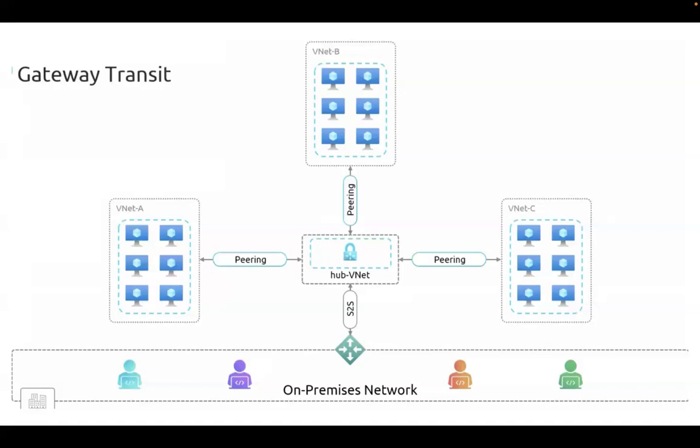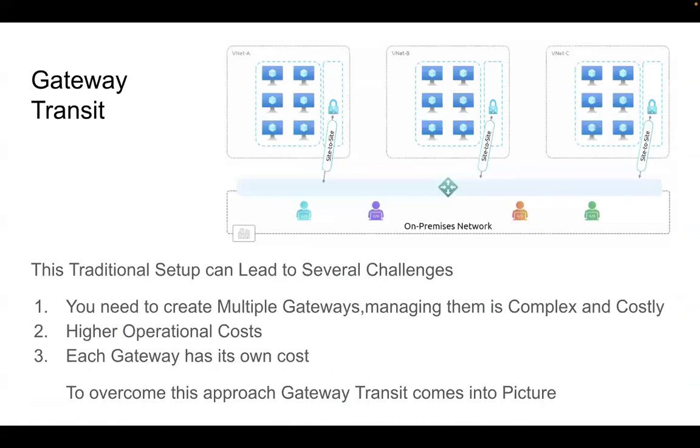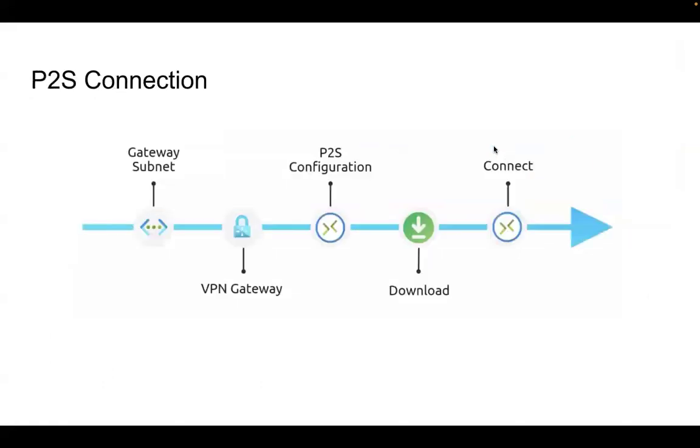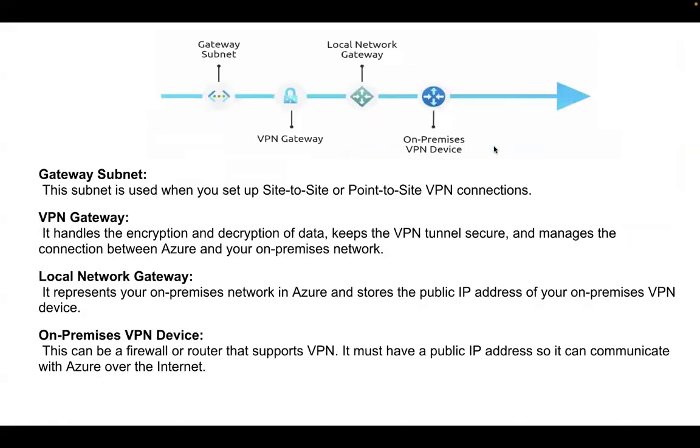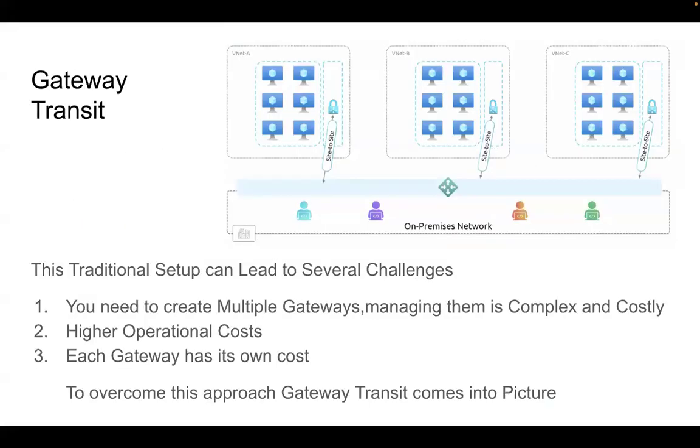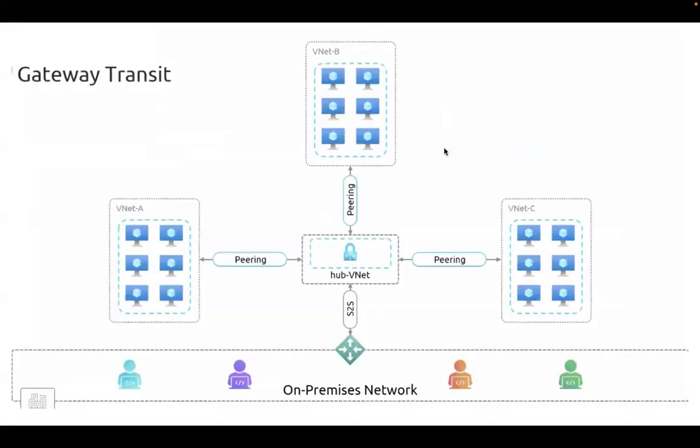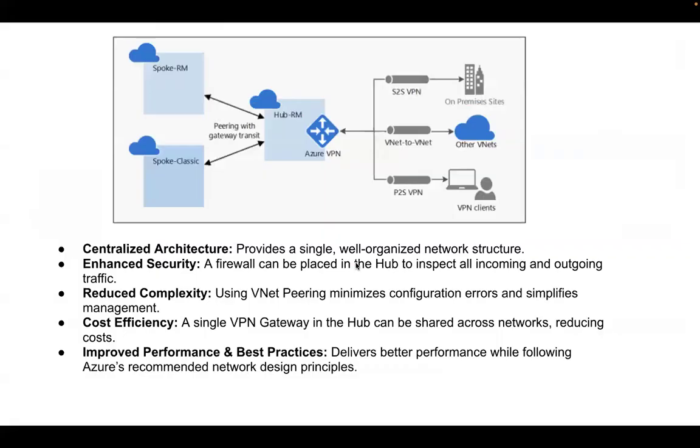Earlier it was going through the public network, which is slow and costly also. So now you know how we configure the hub VNet.